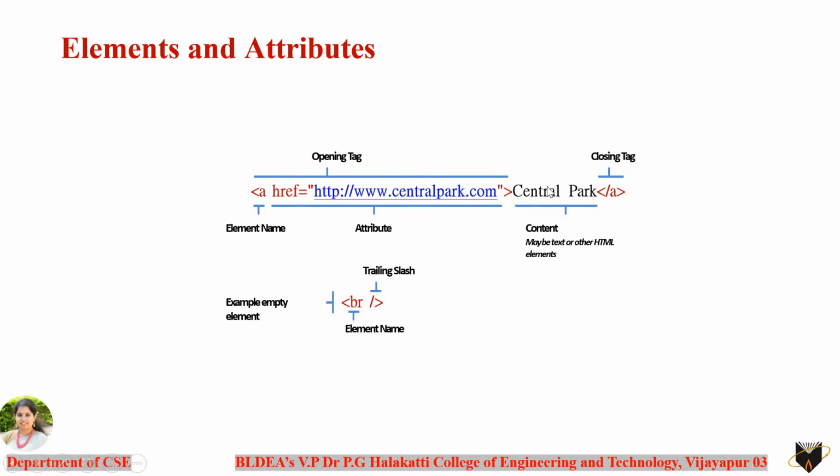Central Park is the name given to that link. Once this is executed, nothing else appears; only Central Park is going to appear on the web page. Don't worry, I'm going to show you all these things with the execution. Right now, just get familiar with the terms elements and attributes. This is the element name a, this is the opening tag, this is the closing tag, and this is the content information here.